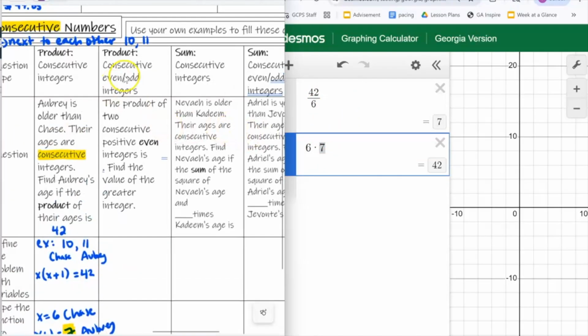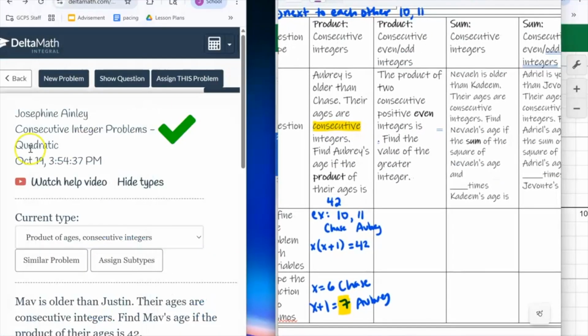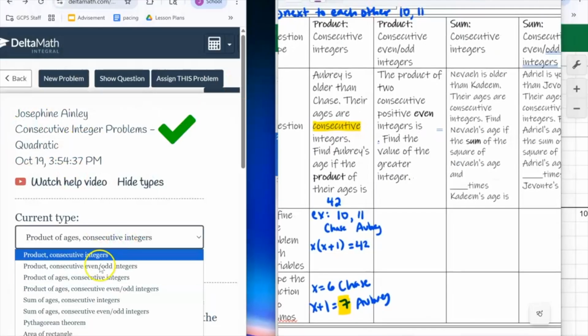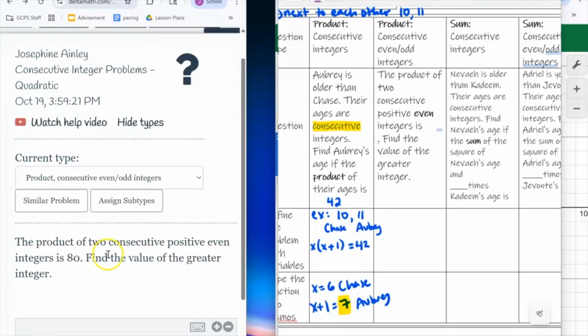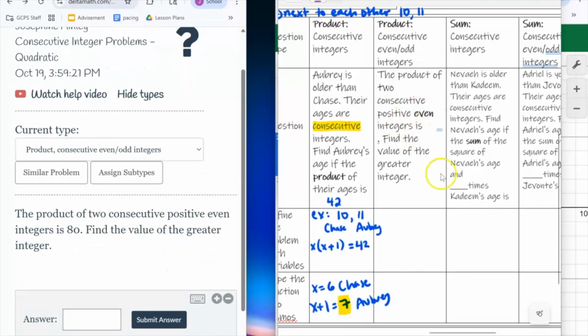All right. If I gave you consecutive, even, and odd, what does that change? All right, so let me get an example for consecutive, even, and odd. All right, the product of two consecutive, positive, even, so yep, this works, is 80. Find the value of the greater integer.